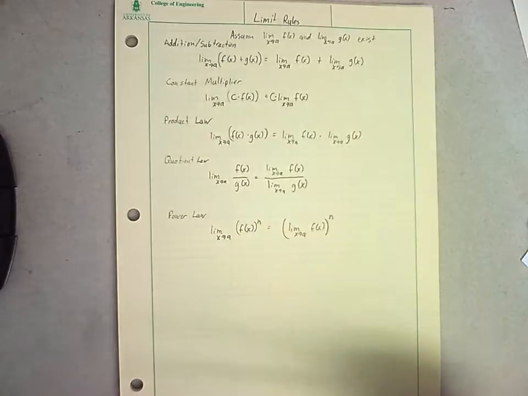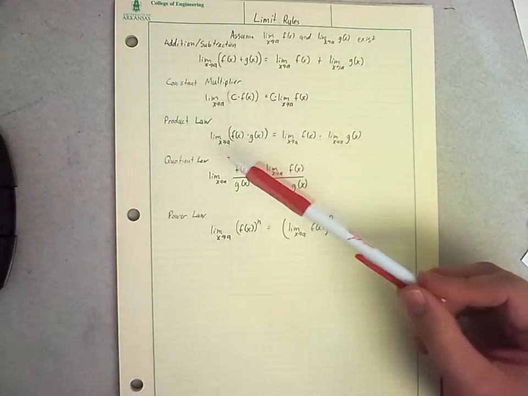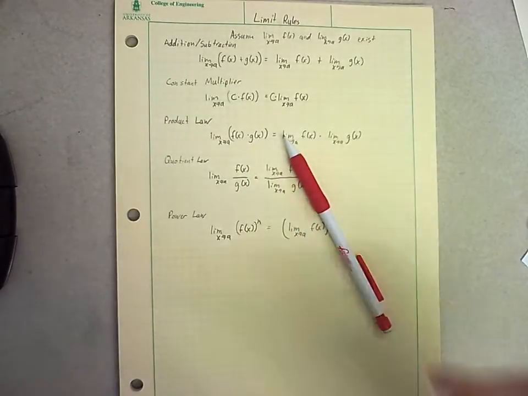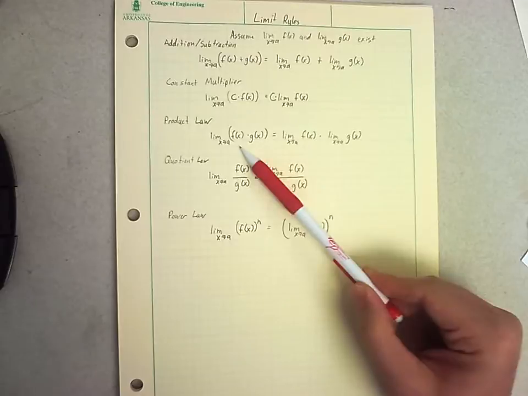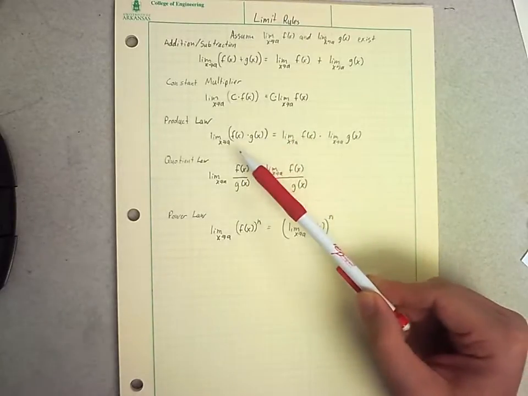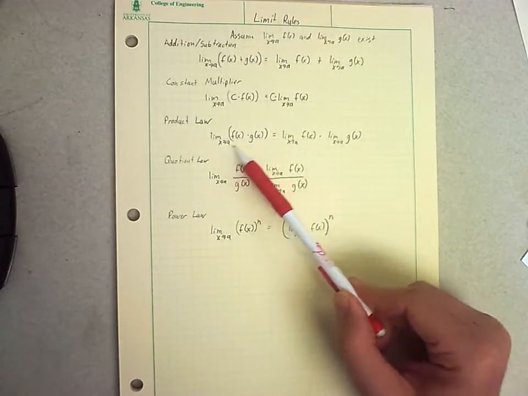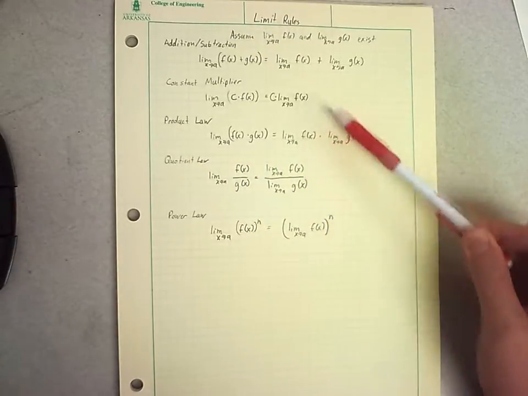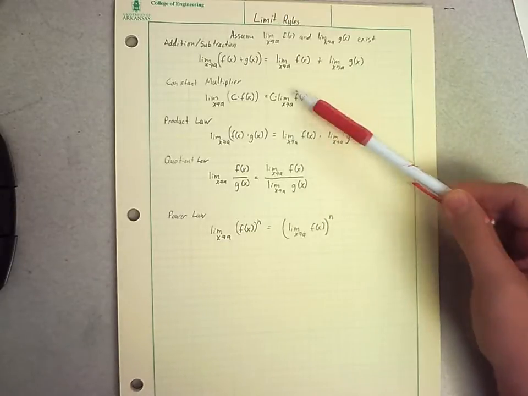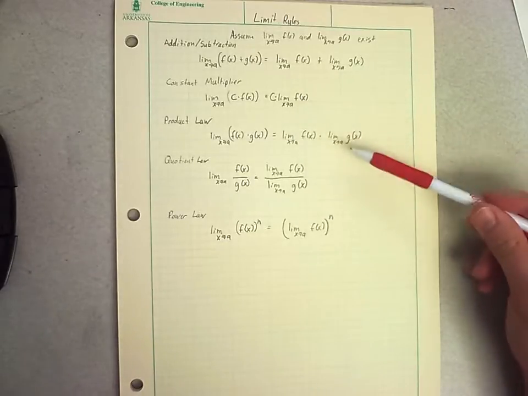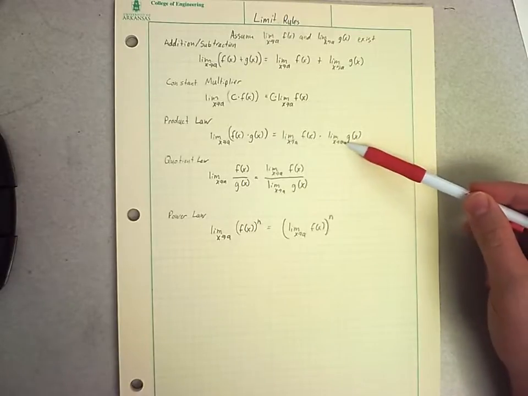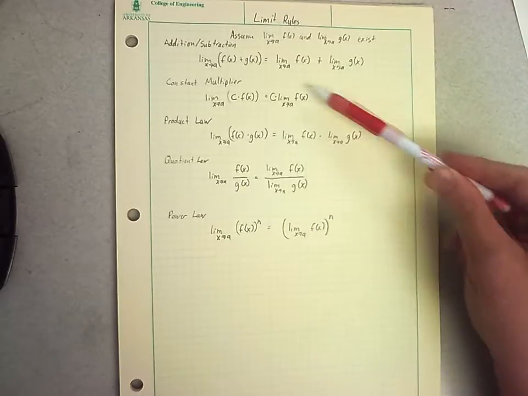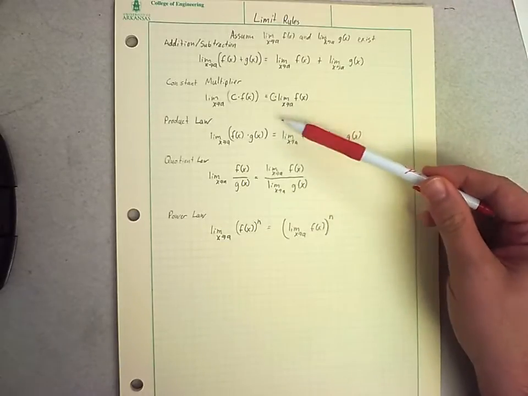And that follows easily from the product law, which says I can actually do the same thing with any expression. If I have two functions multiplied together, again, as long as the limit of each exists, then the limit of that product is the product of the individual limits. And so if this is true, then the constant multiplier makes perfect sense, because I could just say that this is a constant, and the limit as x approaches a of a constant is still that constant. So product works, constant multiplier works.